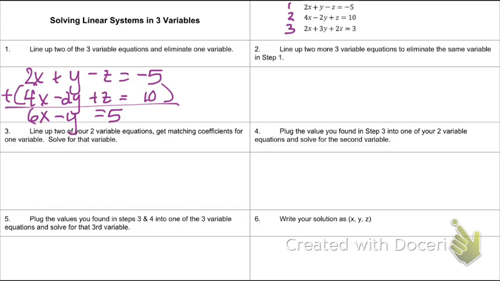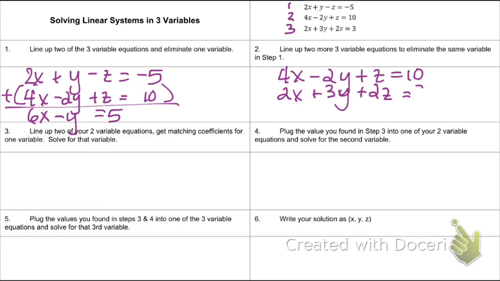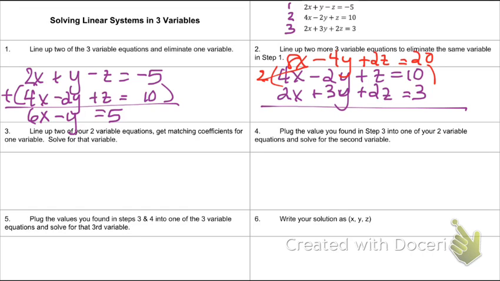Equations 2 and 3. So 4x minus 2y plus z equals 10, and then 2x plus 3y plus 2z equals 3. And I'm going to have to get a matching coefficient so I can eliminate the z's. To do that, I'm going to multiply all this by 2, so that becomes 8x minus 4y plus 2z equals 20. And I'm going to subtract. 8x minus 2x is 6x. -4y minus +3y is -7y equals 20 minus 3 is 17.